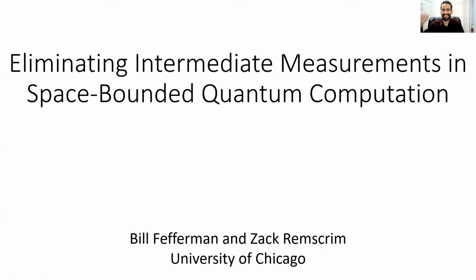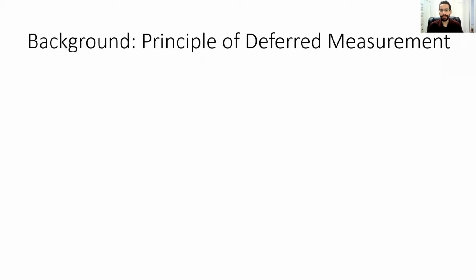Hi, I'm Zach. Today, I'm going to talk to you about a joint work with Bill Pfefferman in which we've proven that it's possible to eliminate intermediate measurements from a quantum algorithm in a space-efficient manner. Now, in order to explain our result, let's start by talking about the principle of deferred measurement.